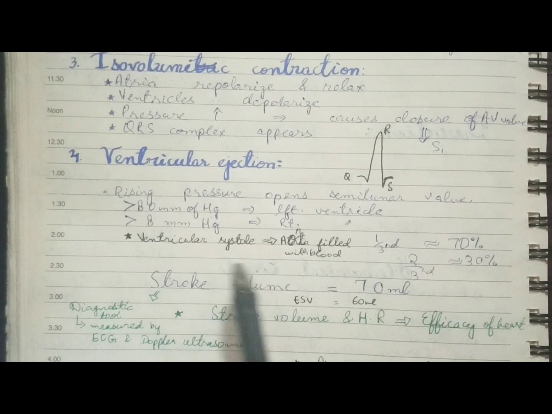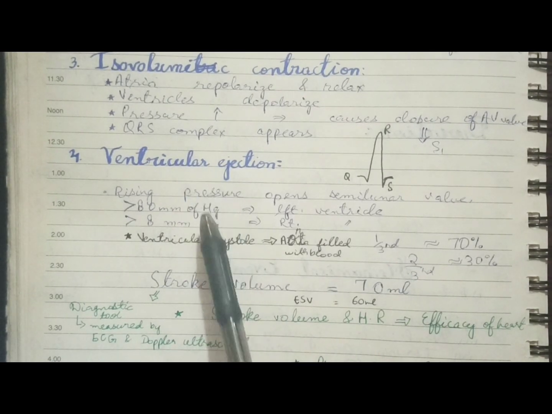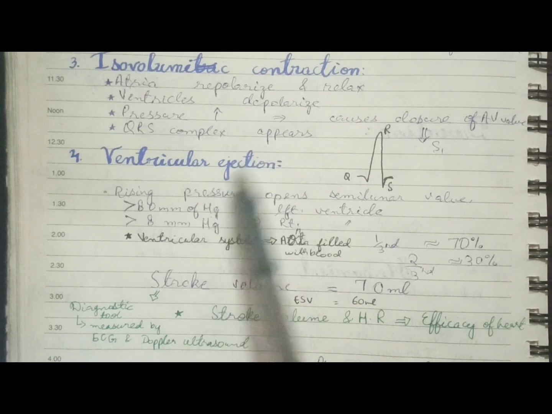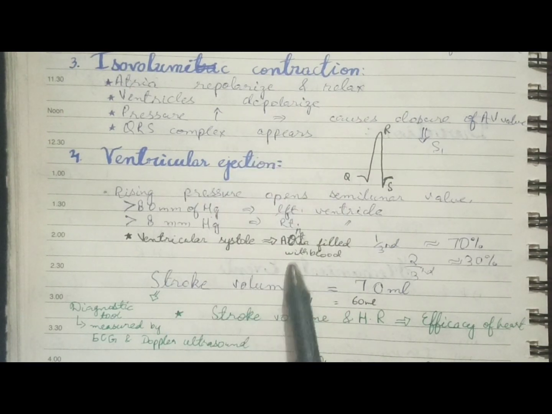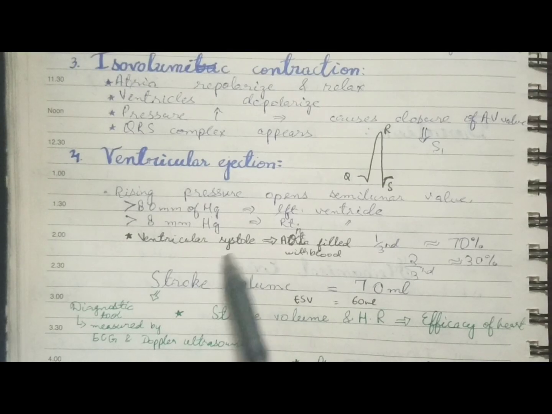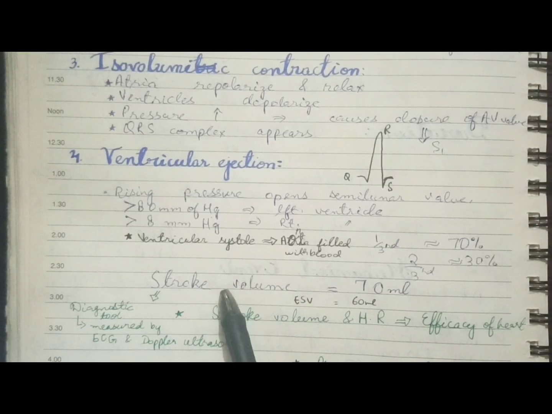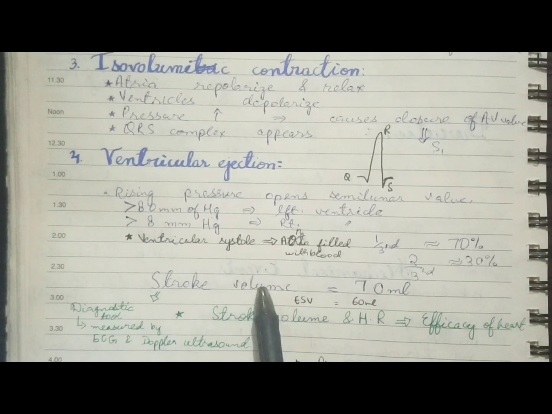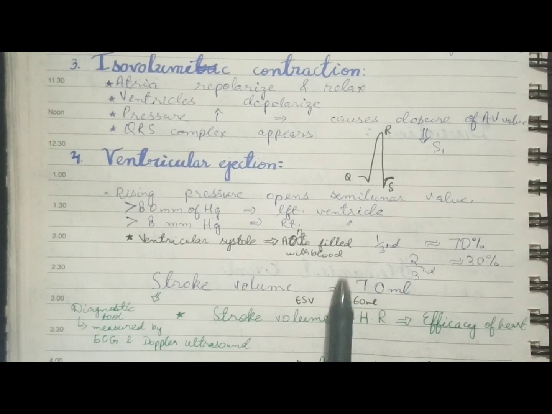Now coming towards the stroke volume. The amount of blood ejected by the ventricles into the aorta is termed what? It is termed the stroke volume of the ventricles, and it is about 70 milliliters of blood.